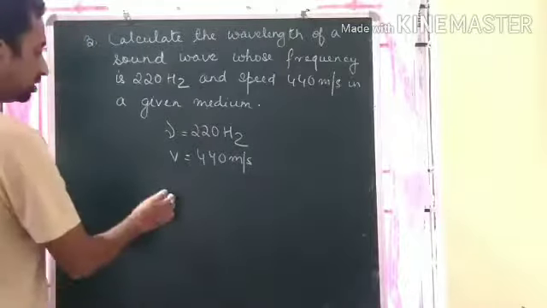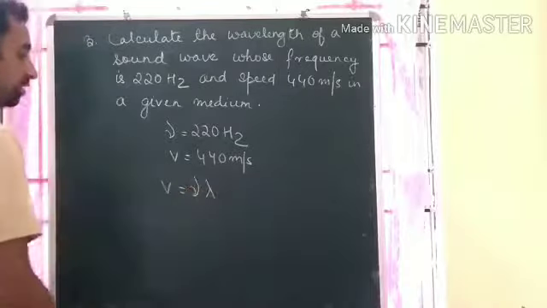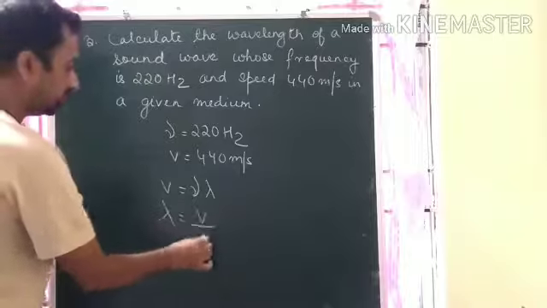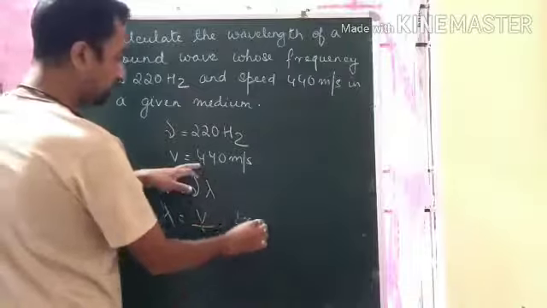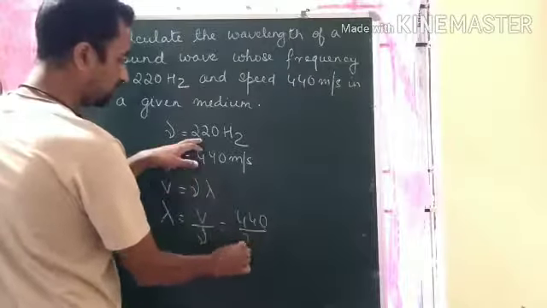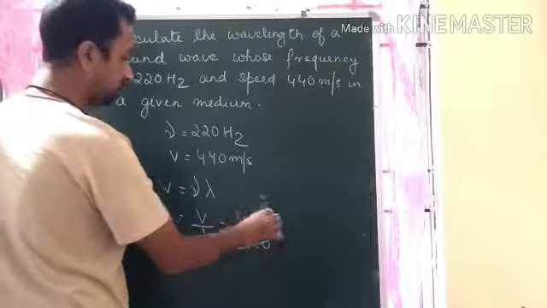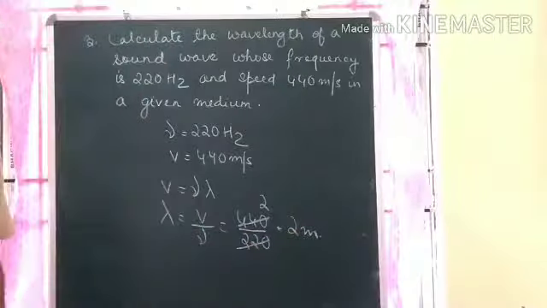We know the relation, which we derived earlier: velocity is frequency into wavelength. So wavelength equals velocity divided by frequency, which is 440 divided by 220 hertz. This cancels, it will be 2. So the wavelength of the sound wave is 2 meter.